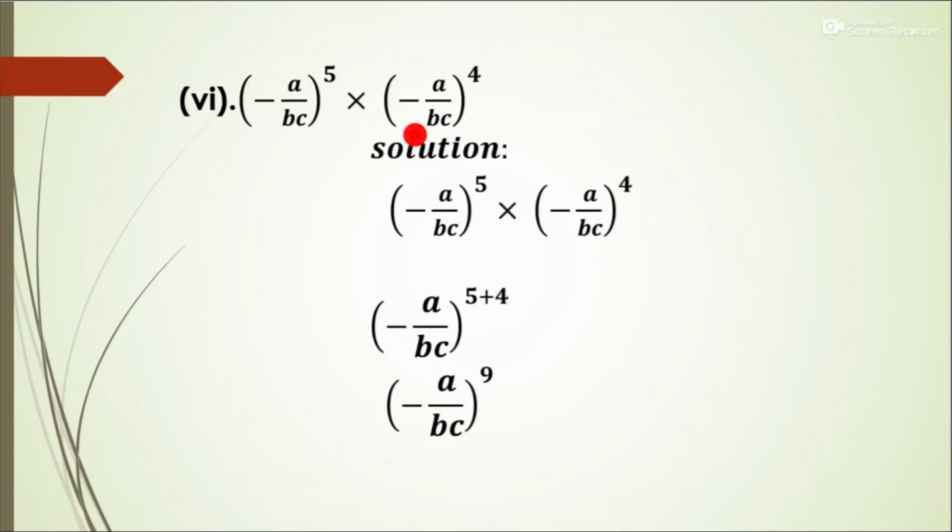Question number 6, minus a upon bc multiplied by minus a upon bc of power 4 and 5. Now for the solution we can write this, the bases are the same, a upon bc and a upon bc, these are the same base. Now we can add the powers, 5 plus 4, which is 9. This is the answer.